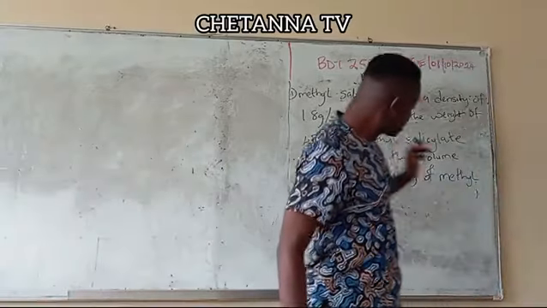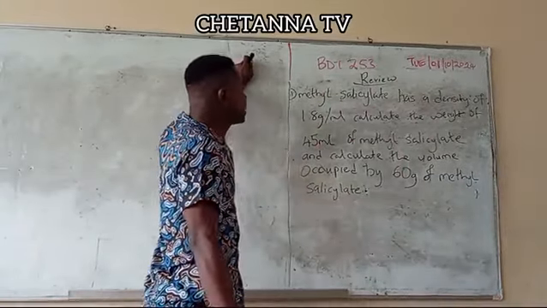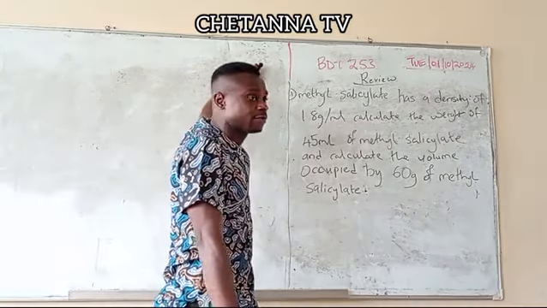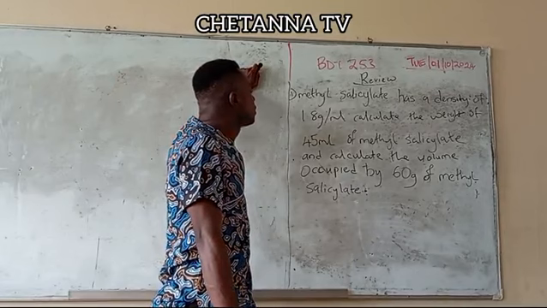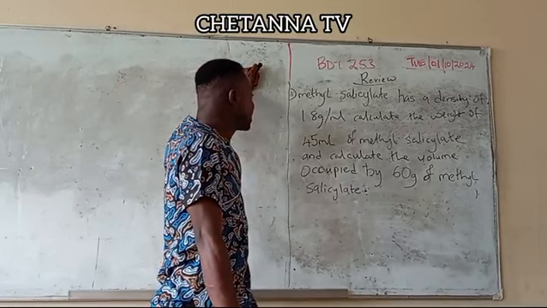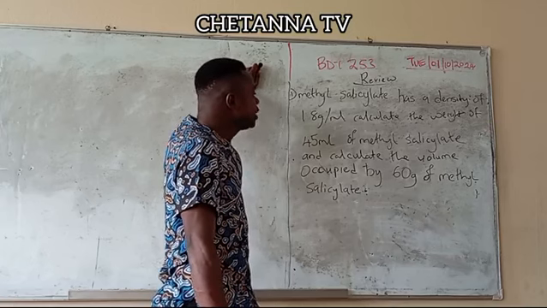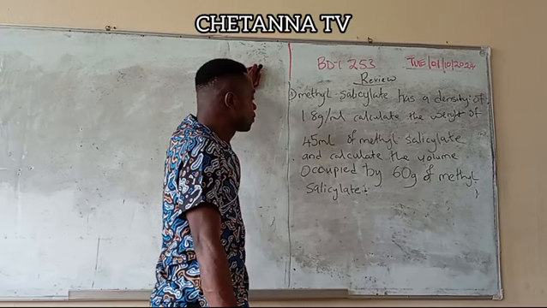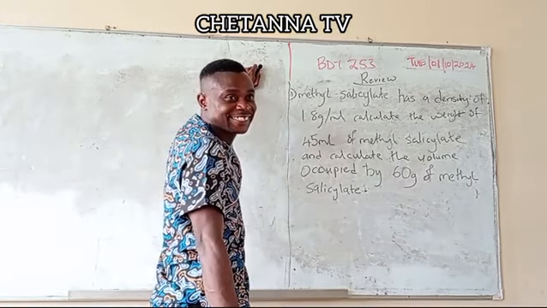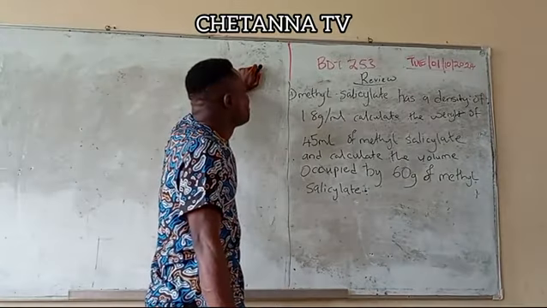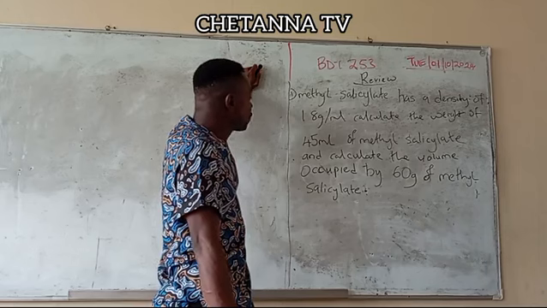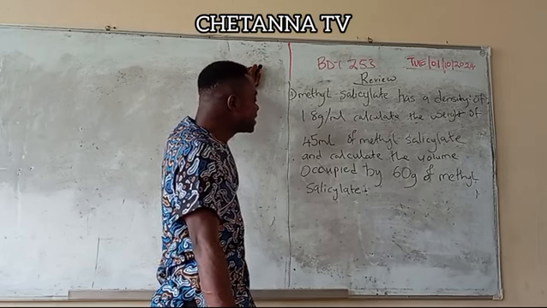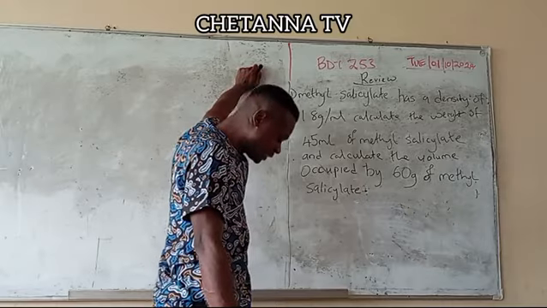So let's look at this. The question says methyl salicylate has a density of 1.8 gram per ml. Calculate the weight of 45 ml of methyl salicylate, and calculate the volume occupied by 60 gram of methyl salicylate.